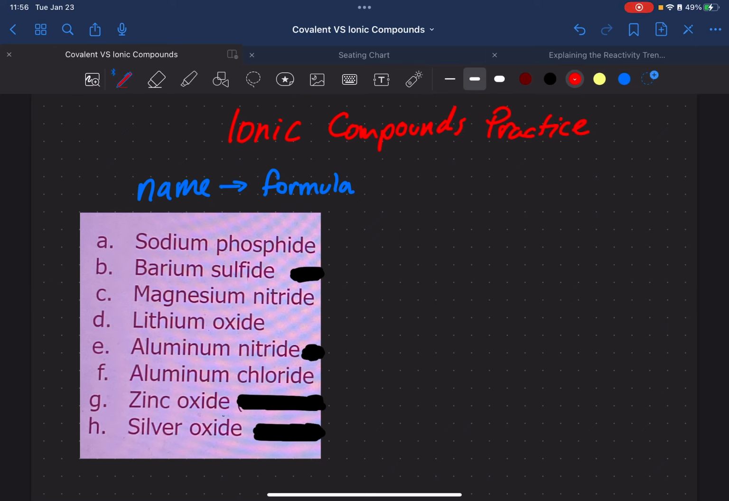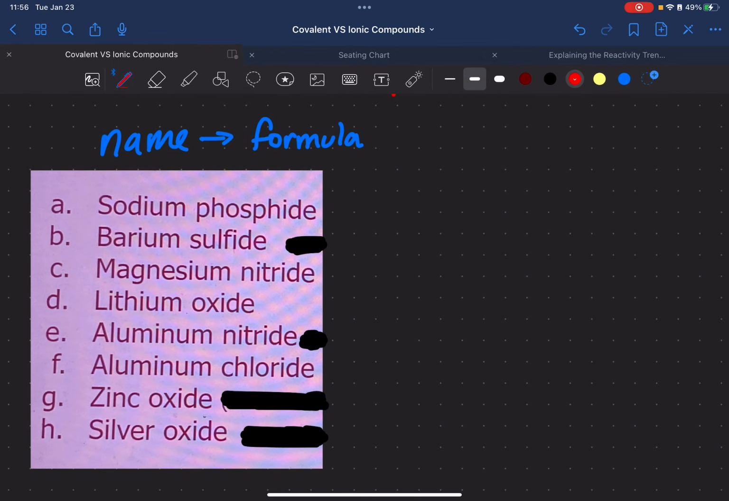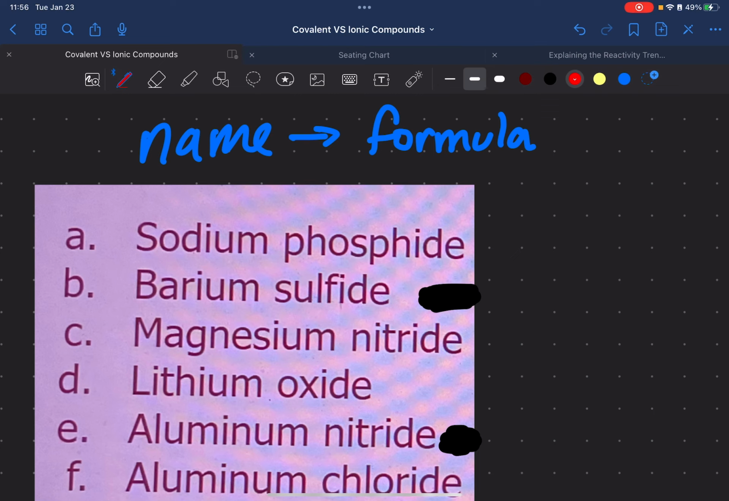All right, so I'll show you the first one. If you got stuck and you didn't know how to do it, I'll show you the first one and then I'll give you another chance to pause and try the rest of them. So the first step here, when I give you the name, you got to find those elements on the periodic table. So sodium is Na, it's over on the left side, it's an alkali metal. Phosphide is the shortened version of phosphorus, which is over on the right side underneath nitrogen.